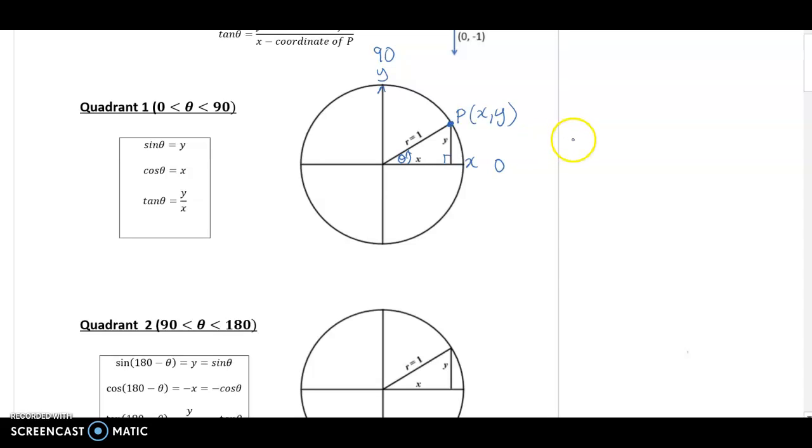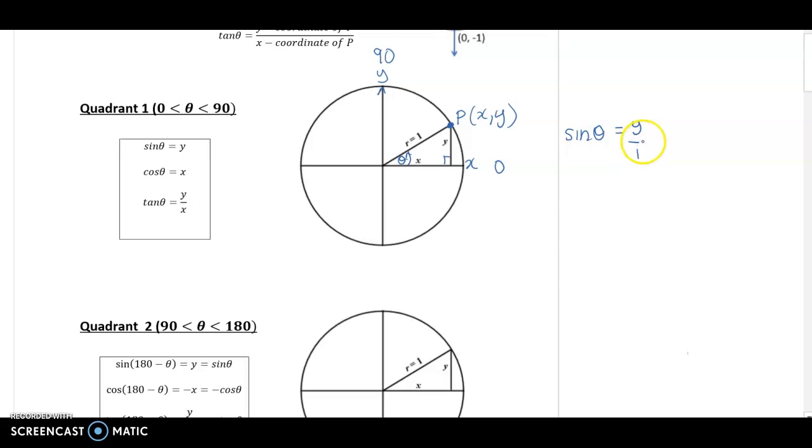So we can work out what sine, cos, and tan of that angle is in that first quadrant using that triangle. Sine of theta is opposite on hypotenuse, so sine of theta is y over 1, which is equal to y. Cos of theta is adjacent on hypotenuse, x over 1, which is just x. And we can also work out tan of theta, opposite on adjacent, which is y over x. And we've written all those down over here.